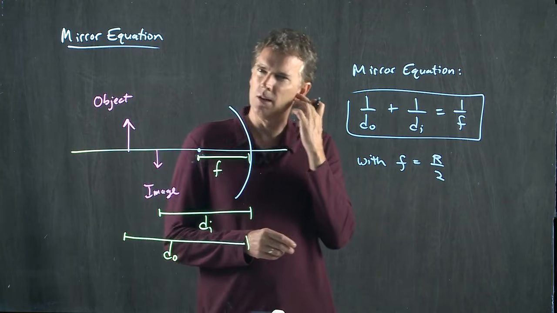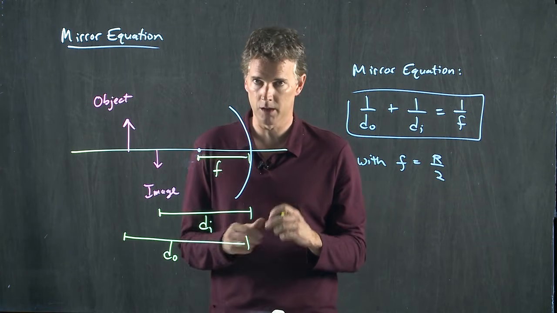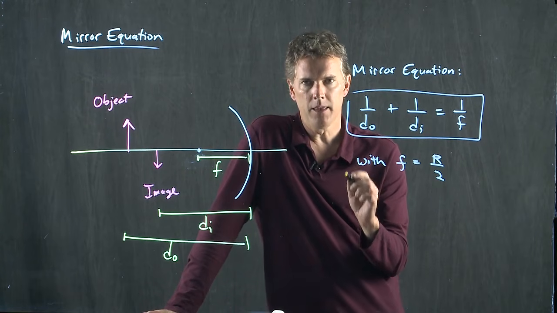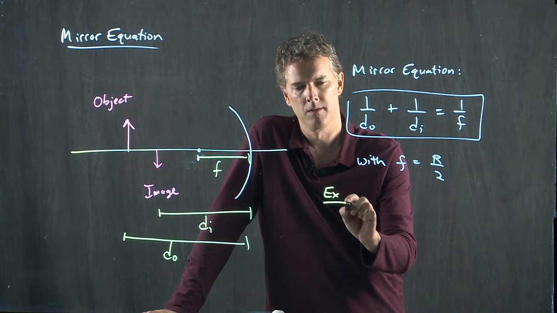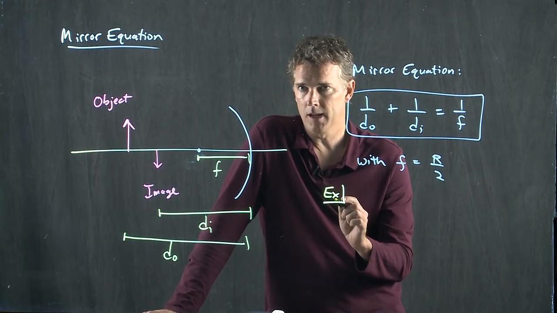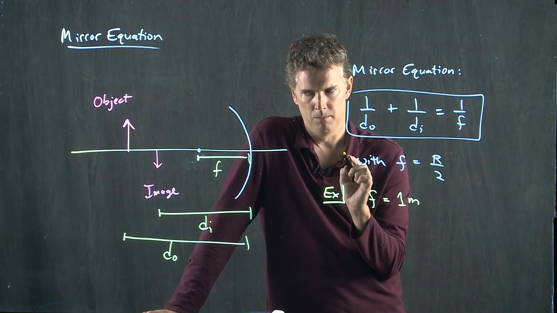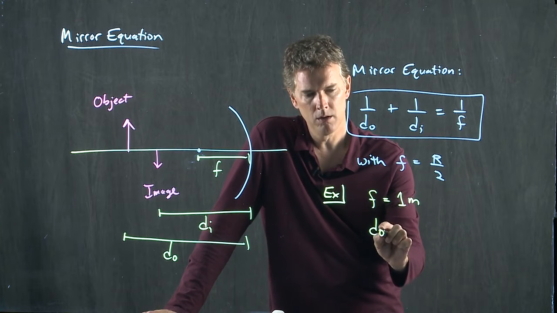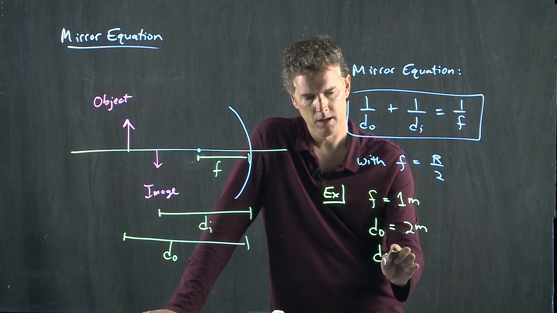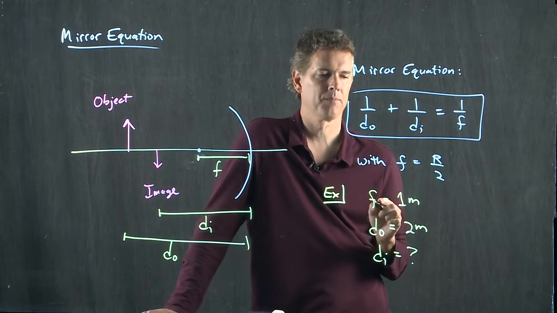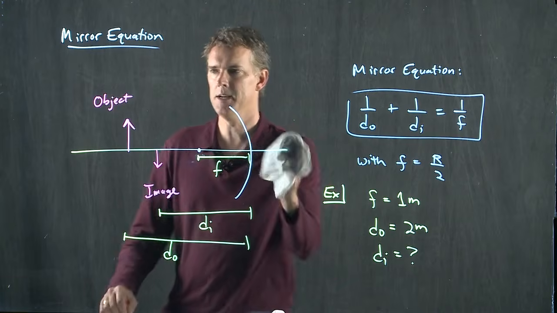So let's take a look at the last clicker question that we just looked at and verify that this equation is in agreement with that. In that question, we had the following. We had that the focal length was 1 meter. But we also had that dO was 2 meters. Can we solve this now for di? Well, yeah, that doesn't look too bad, right? Let's take this equation and let's solve it for di.